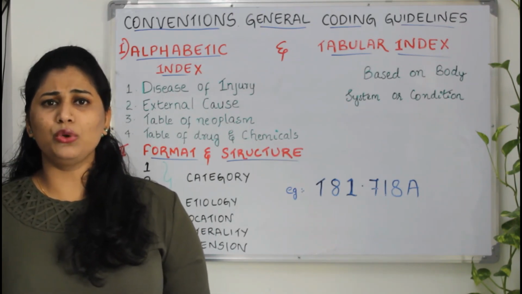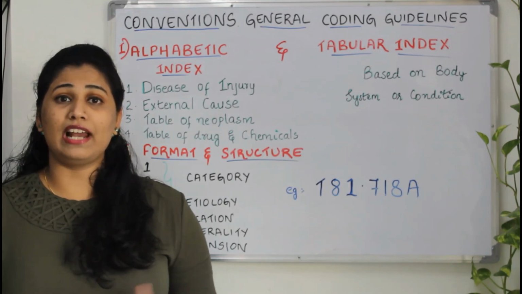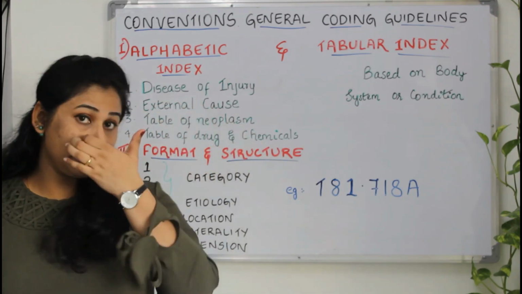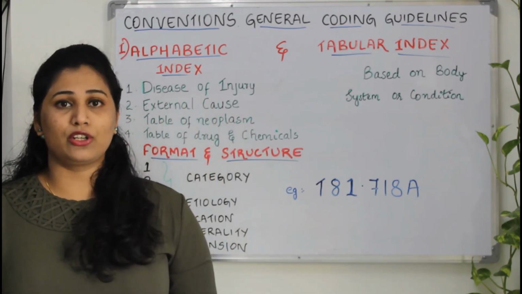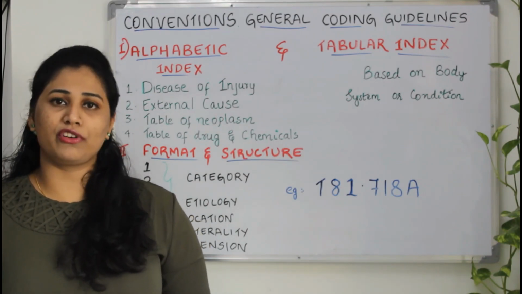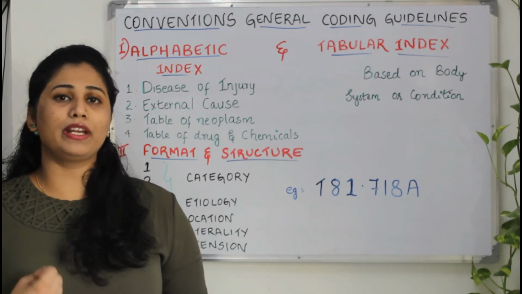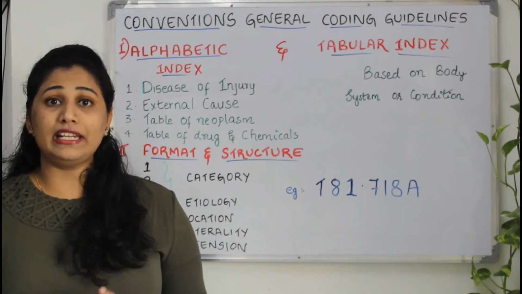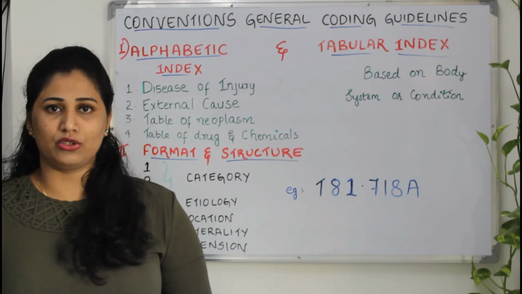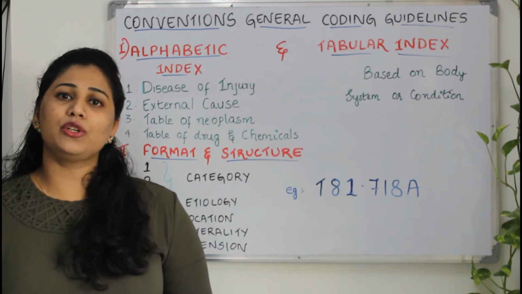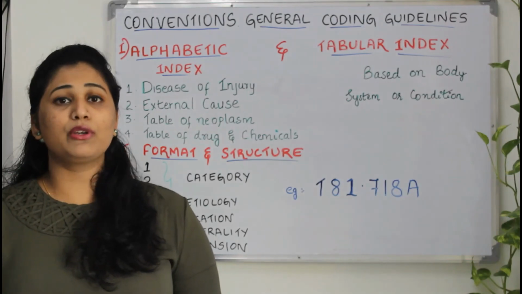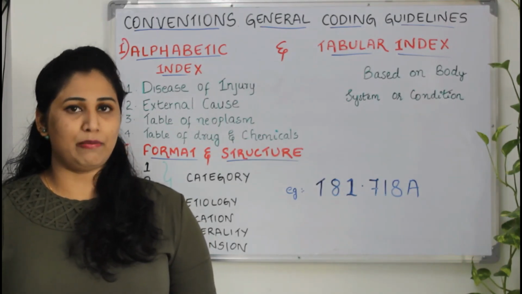Okay, so what is the correlation between the alphabetical index and the tabular index? As I have told you, in the first one, disease or injury, you may get a diagnosis like bronchitis. For example, you got a diagnosis like bronchitis and you need to code for it. You went to your alphabetical index, you picked the code for bronchitis. That doesn't mean that it is a confirmed code. When you need to confirm a diagnosis or a particular code, you need to go back and refer to your tabular list, and then only you should confirm it, because the specifications come in the tabular list.